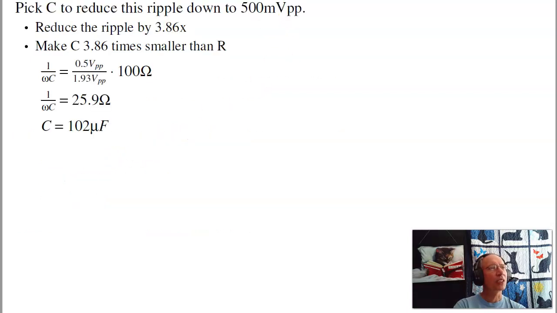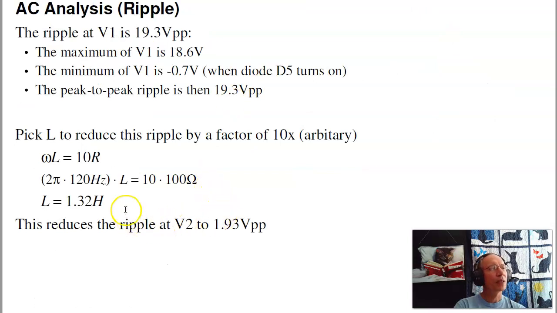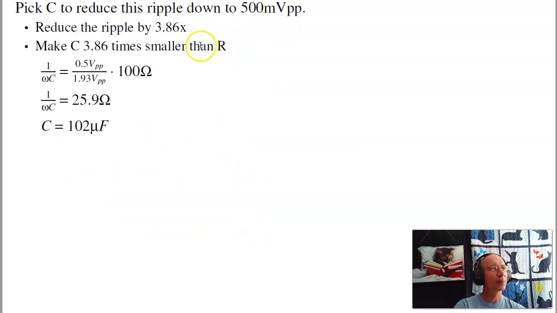What that does is when you get to voltage division, I've got R1 over R1 plus R2. If the inductor is 10 times R, the ripple would be reduced by about 10 times. So pick L to be 1.32 henries. And the ripple is now 10 times smaller, 1.93 volts. Now to find C, I want to reduce the ripple by a factor of 3.86. Go from 1.9 volts down to 0.5. So that means I want the capacitor to be 3.86 times smaller than the resistor. The resistor is 100 ohms. I want the capacitor to be 25 ohms, meaning C is 102 microfarads.